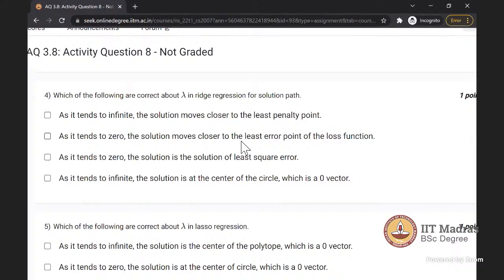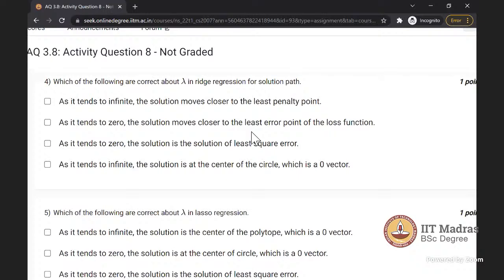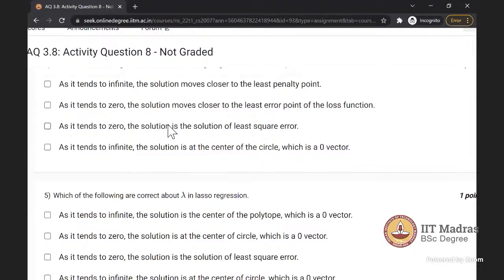Let's go to question number 4. Which of the following are correct about lambda in ridge regression for solution path? Okay, as lambda tends to infinite, the solution moves closer to the least penalty point. As it tends to 0, the solution moves closer to the least error point of the loss function. As it tends to 0, the solution is the solution of least square. As it tends to infinite, the solution is at the center of the circle, which is a 0 vector. Which one do you think are the correct options?